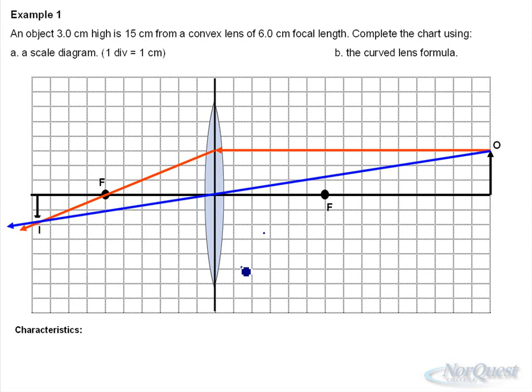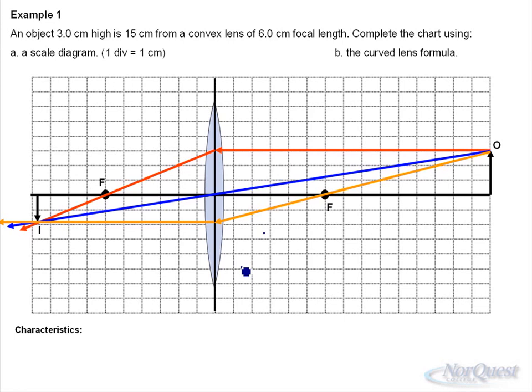This is a real image on the other side. It's inverted and it is smaller than the original object. We'll label that in a few minutes. If you want to draw that third ray just for checking, draw it through the focal point. Then when it hits the lens, it'll be refracted parallel. And notice it's about the same point as the other two.